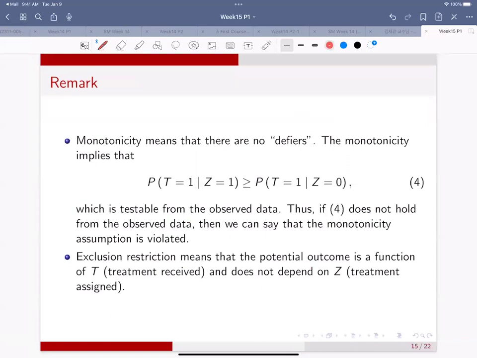If monotonicity holds, that is an implication you can observe. You can test it from the sample. We can observe this group, and so you can check whether this monotonicity is true or not. So this is one part. And exclusion restriction means that the potential outcome Y is a function of T and does not depend on Z. So the health outcome, for example, depends on what you were actually treated with, rather than what you were assigned, which kind of makes sense, right?